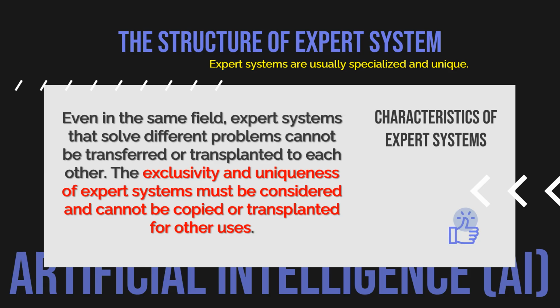And the structure of the expert system, remember, expert systems are usually specialized and unique. Even in the same field, expert systems that solve different problems cannot be transferred or transplanted to each other. The exclusivity and the uniqueness of expert systems must be considered, and it cannot be copied or transplanted for other uses. That's the characteristic of expert systems.